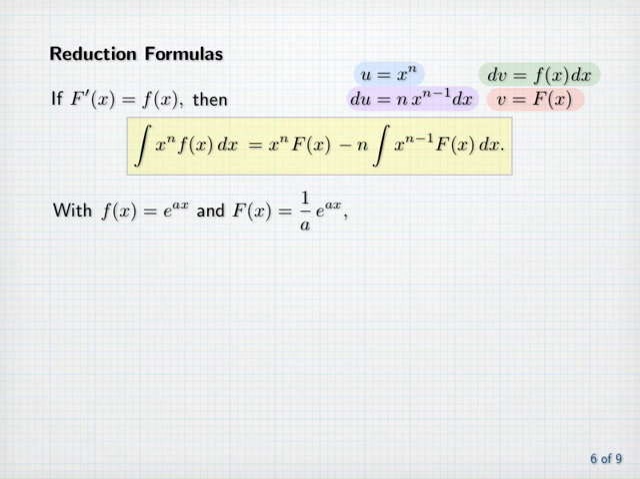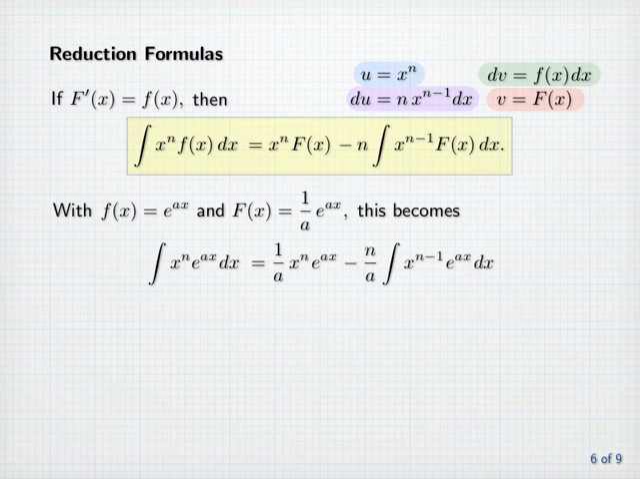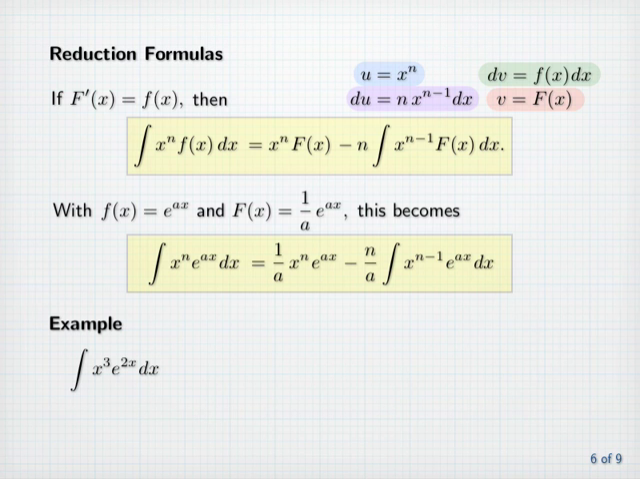With little f of x equal to e to the ax, and capital F of x equals 1 over a times e to the ax, this formula becomes the indefinite integral of x to the n times e to the ax dx equals 1 over a times x to the n e to the ax minus n over a times the indefinite integral of x to the n minus 1 times e to the ax dx. Now notice that the same formula could be applied to the integral on the right-hand side. For example, suppose we want to find the indefinite integral of x cubed times e to the 2x dx.